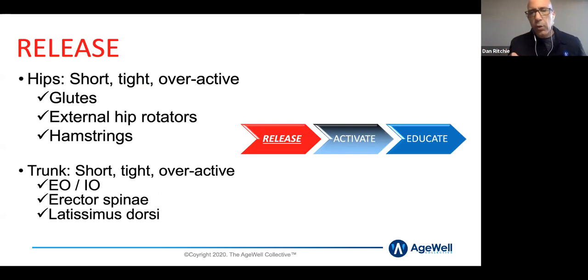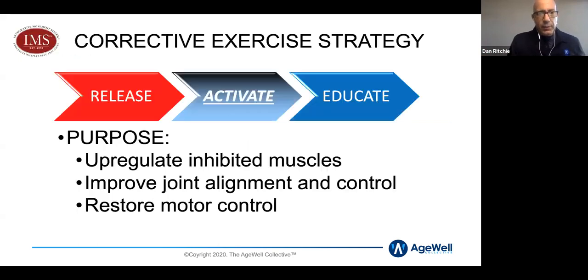And I also want to show you the differences that you can create just by doing the activation patterns of the process. So why do you activate? Because once you've released, you have to upregulate or turn on the inhibited or underused muscles. This helps to improve joint alignment and control. And essentially, you're training motor control. You're training the brain to use the muscles in a different manner.